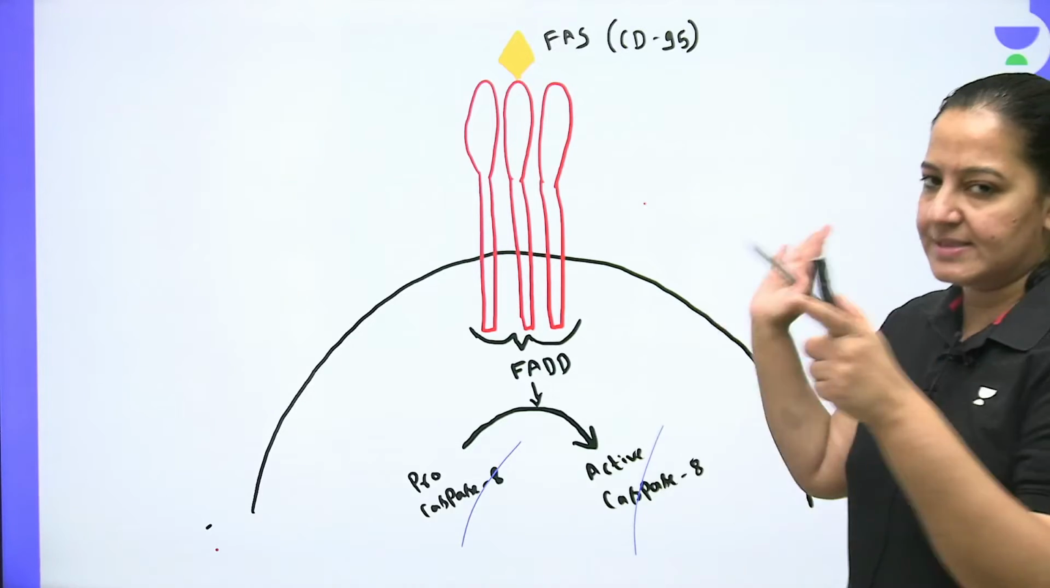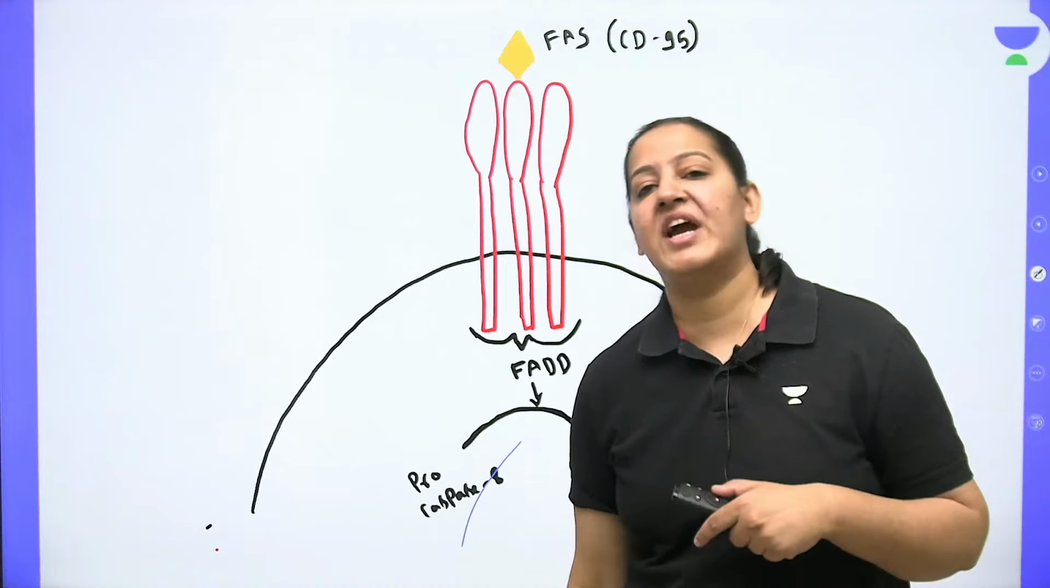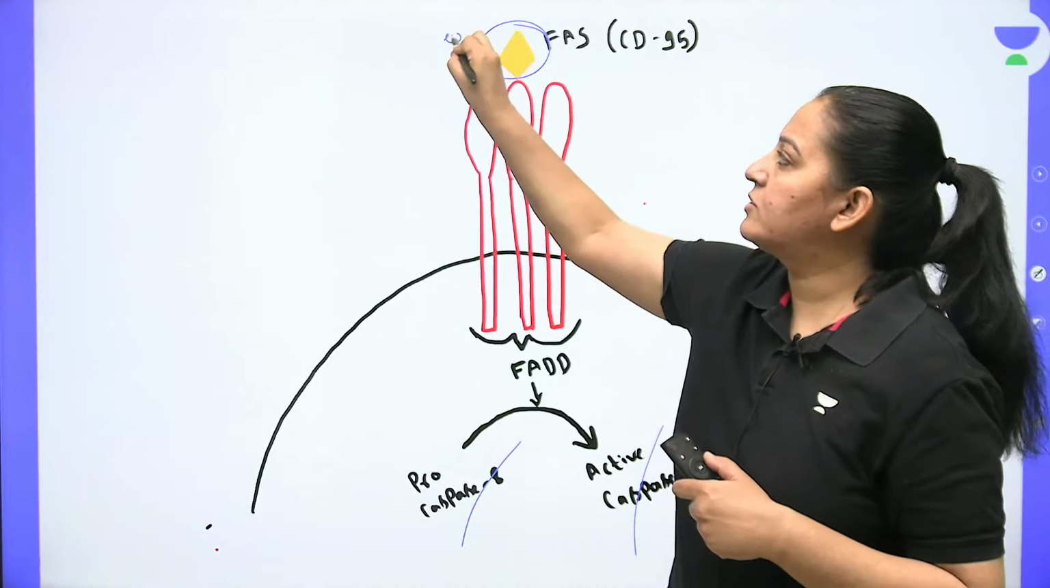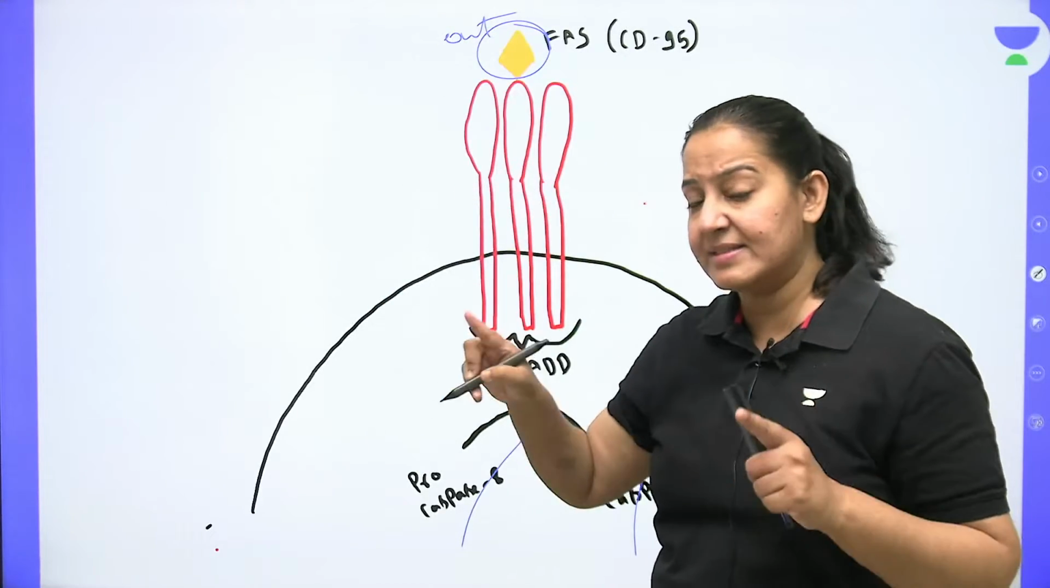You got the story? So there is a cell. The cell contains a death receptor. The name of the death receptor is CD95 or FAS, right? Now a ligand is coming. The ligand is external, so it is carrying the signal from outside. It is binding with the death receptor and giving the signal to the death receptor.